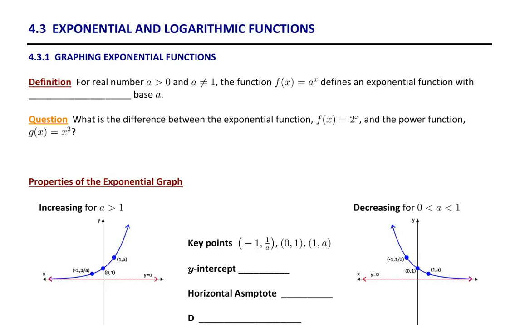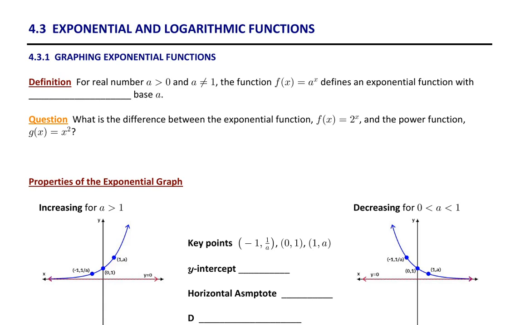Unit 4 is the study of special functions. We began by examining rational functions in section 4.1. Remember, rational functions can have vertical, horizontal, or oblique asymptotes. Another pair of functions that can contain asymptotes are exponential and logarithmic functions.